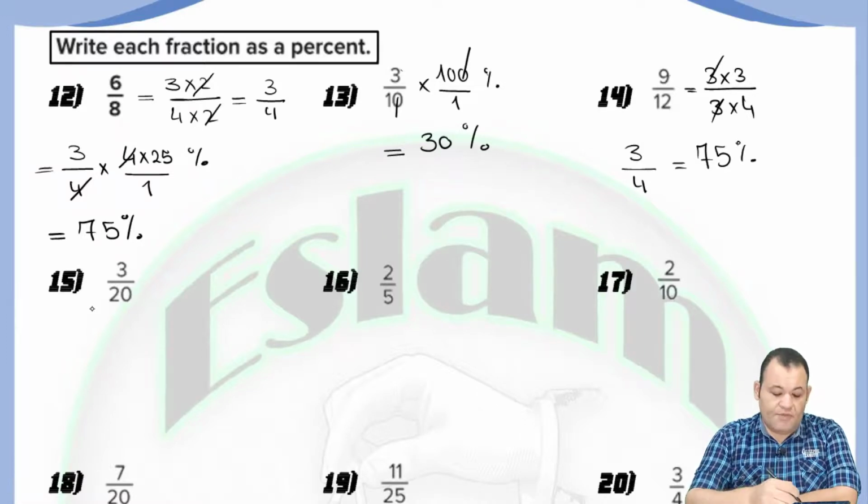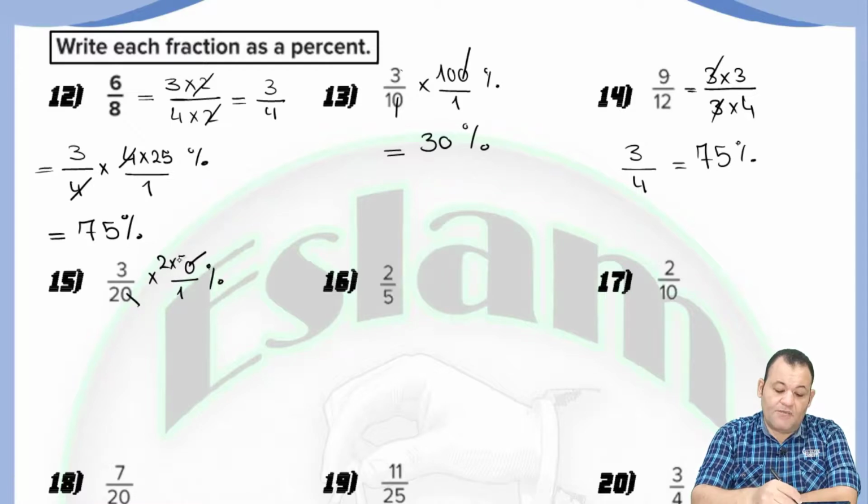Now question number 15. 3 over 20 is the simplest form, so just multiply by 100%. So it will be 100 over 1. We can cancel out 0 and 0. We know that 10 is equal to 2 multiplied by 5. Cancel 2 and 2. So it will be equal to 3 times 5, which equals 15%.